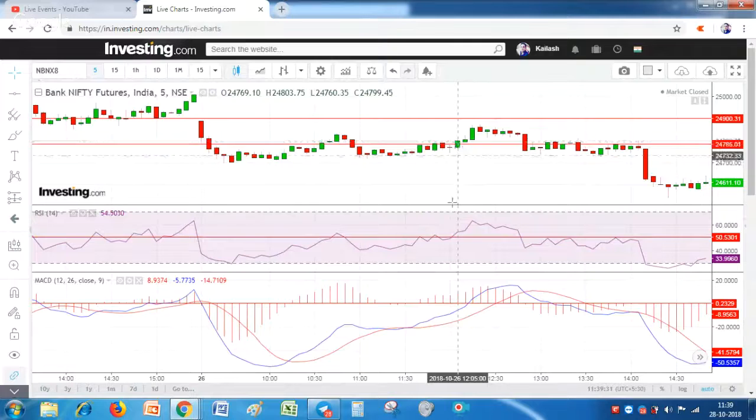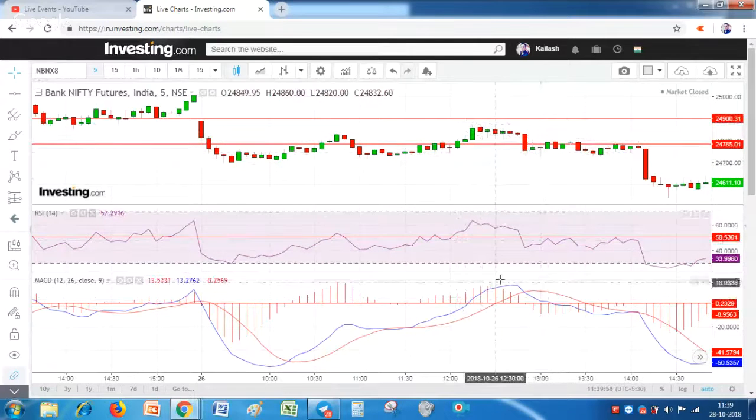Even the MACD has also crossed the zero level. The zero level of MACD is very important. Once the stock crosses that, it's an indication we should take an exit, because we had earlier gone short. So we need to take an exit at least cost to cost, or with a few points of loss. That's a clear indication that we should have taken an exit.